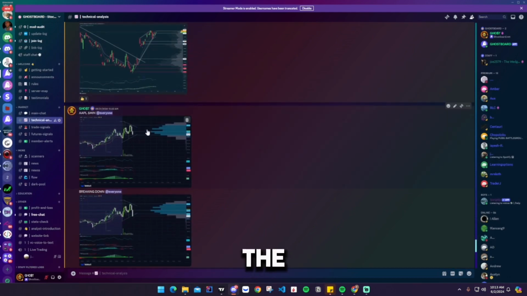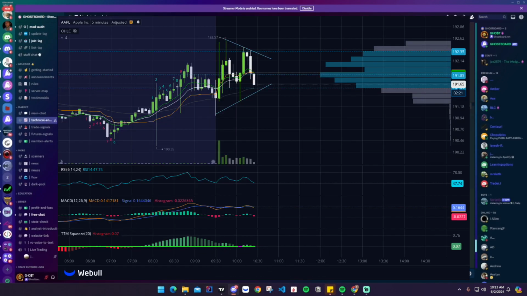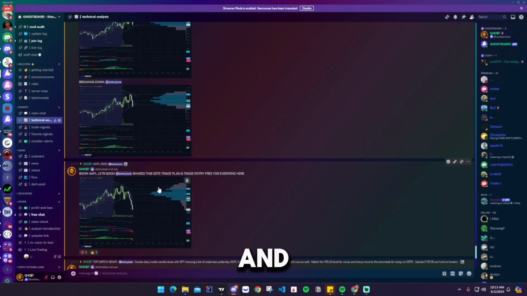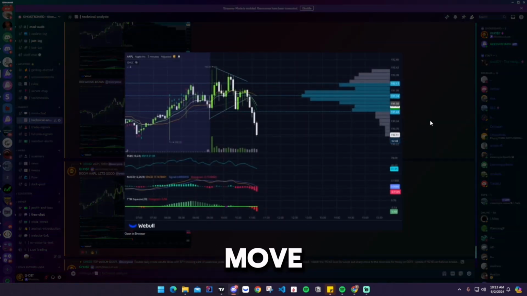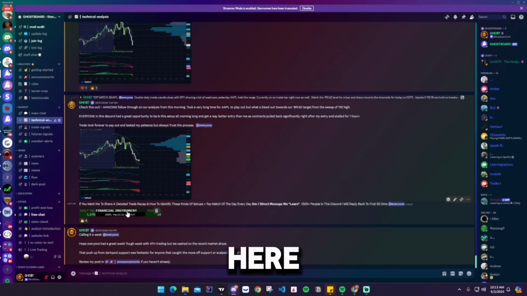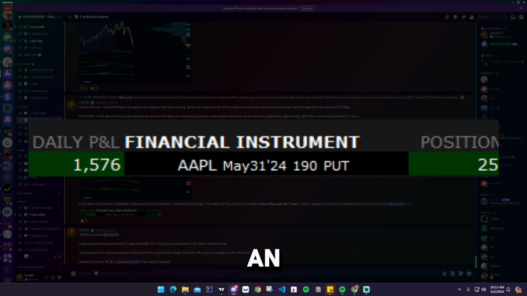And you can see throughout the day, I actually charted this out. 5-minute pennant we had, 5 minutes starting to break down. And there is our move. We cashed out on this move around 190 area. And here are our gains for the day. This was an absolute incredible trade.